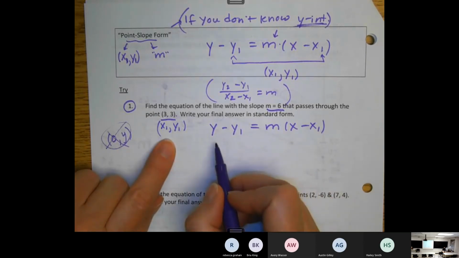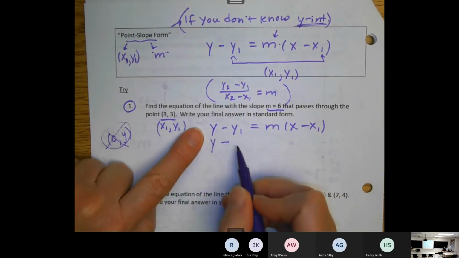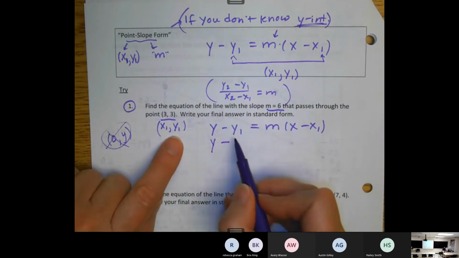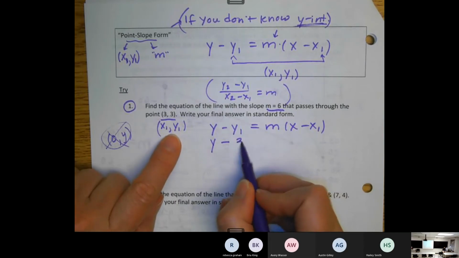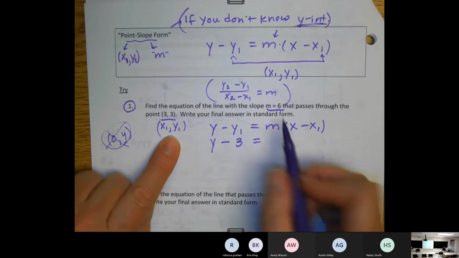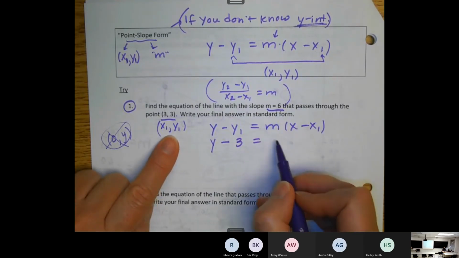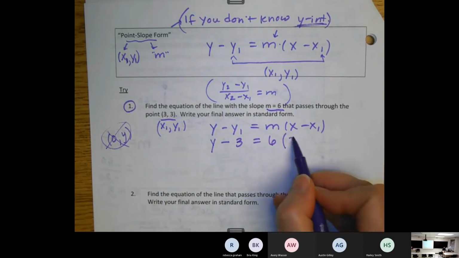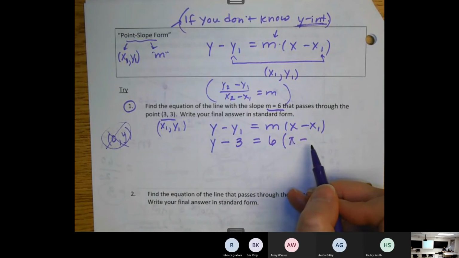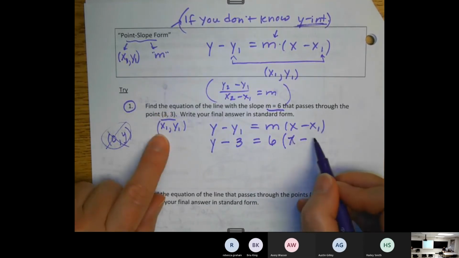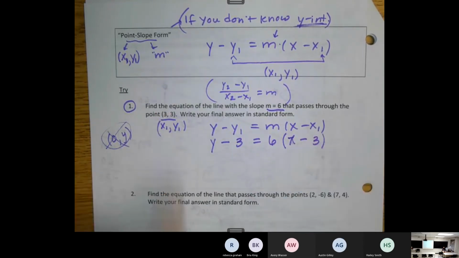So when we go to plug everything in, we're going to leave a y and a minus at the beginning of the formula. Instead of y1, we'll use the number from the point, so that'll be y minus 3. And then on the other side of the equal sign, we want to start with the m number. That'll be 6, parentheses, and then leave the x and the minus also. That'll be part of our equation when we're done. But instead of x1, we'll put the number from the point. So that'll be x minus 3 in the parentheses.